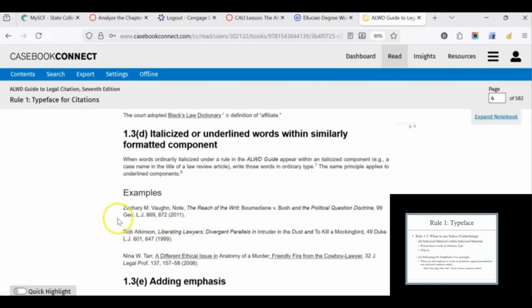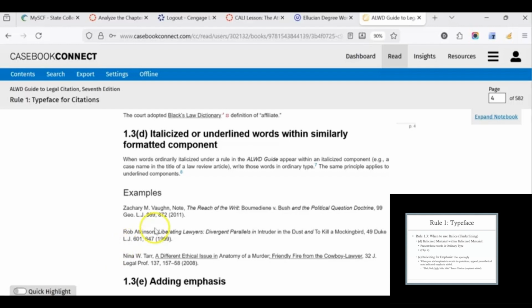Like normally, To Kill a Mockingbird would be underlined or italicized. But if you look at the example, we're flipping it. So it's going to switch it back to ordinary type. I wouldn't worry so much about that rule. We're not going to be using it for this class. I just want you to know it's there.